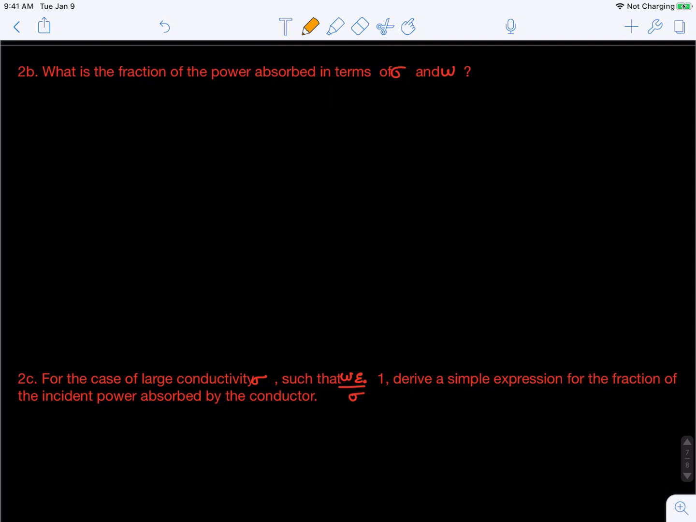Hey everyone, let's solve problem 2b. What is the fraction of power absorbed in terms of sigma and omega? So we have to find the fraction of the absorbed power.